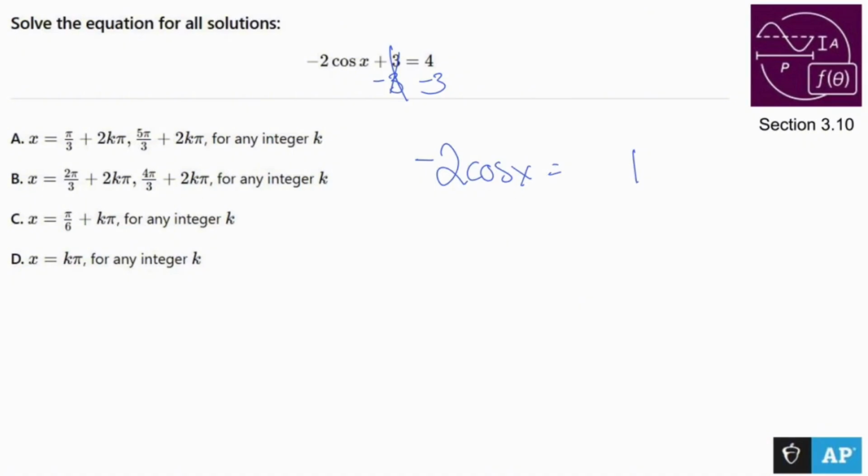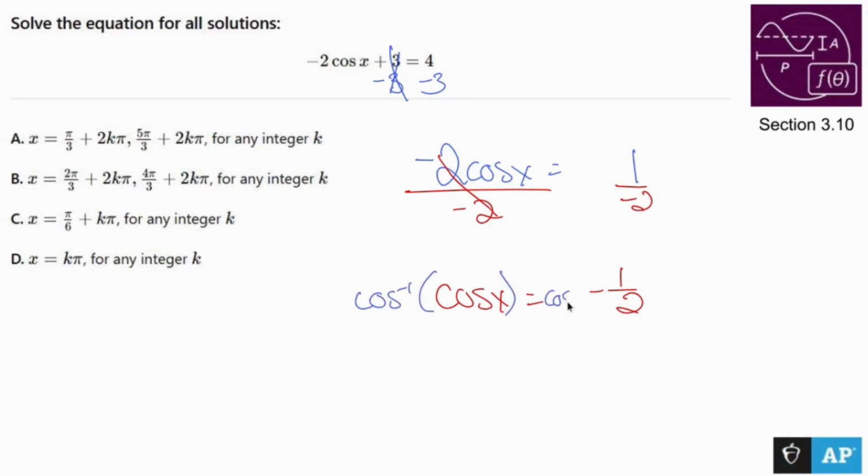Let's divide everything by negative 2. And we have cos x equals negative 1/2. Let's scooch that negative over just a little bit for what I'm about to do next. In order to get x all by itself, we're going to inverse cosine both sides. So inverse cosine like that crosses cosine out, and x is going to be the inverse cosine of negative 1/2.